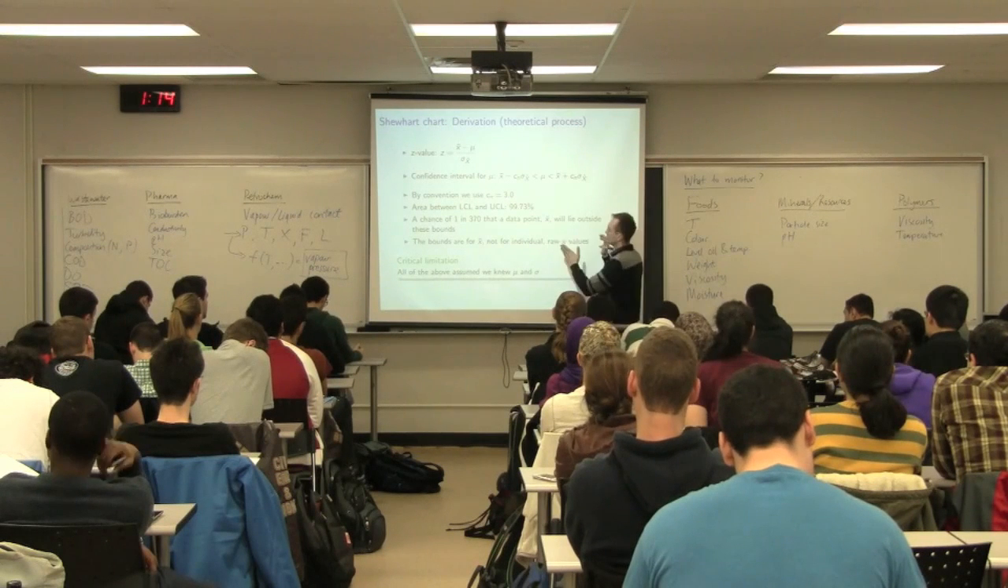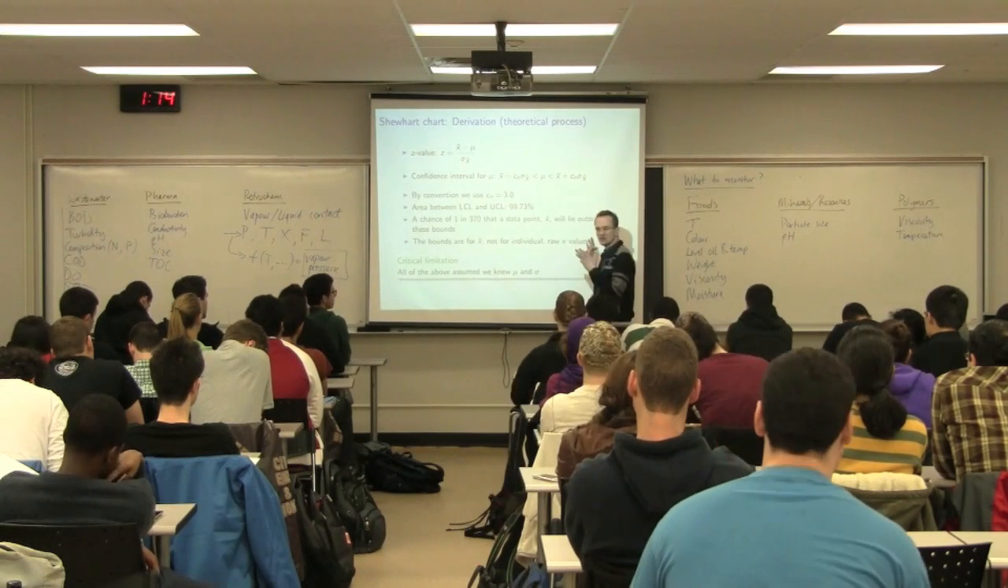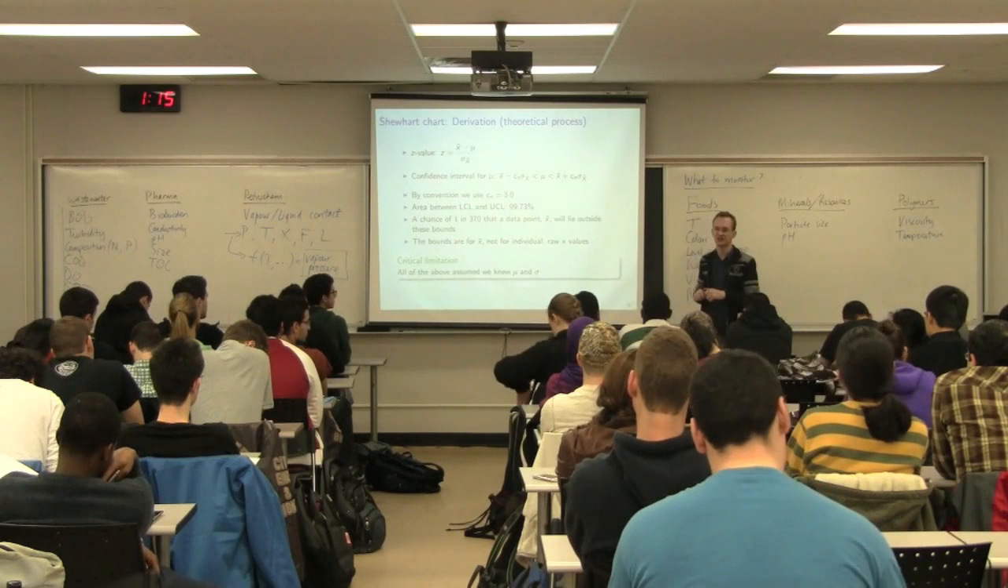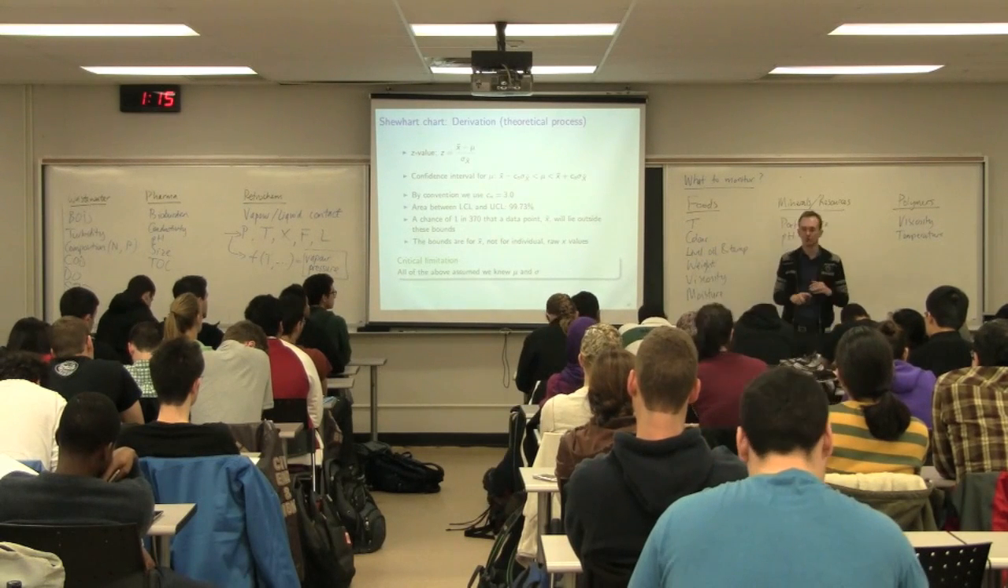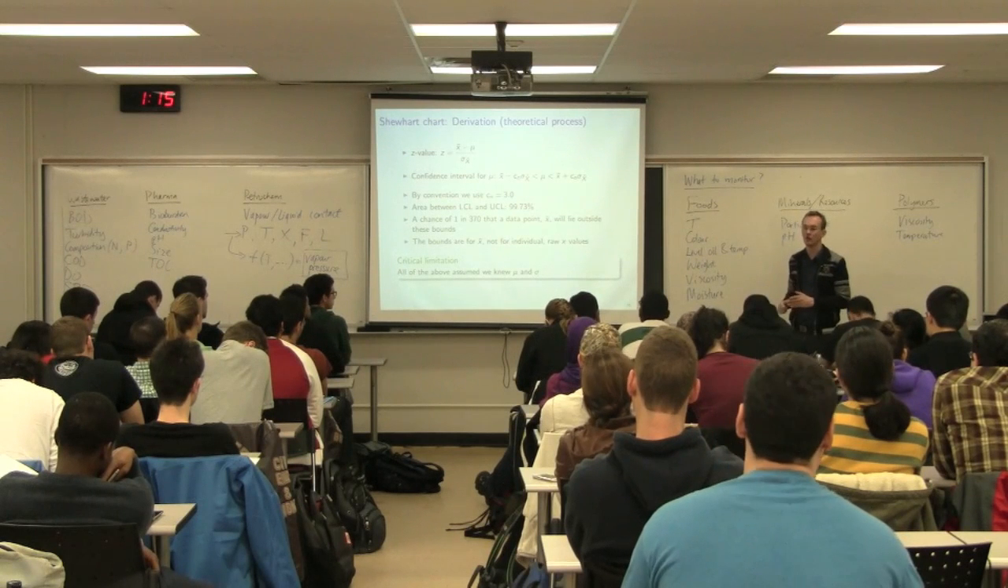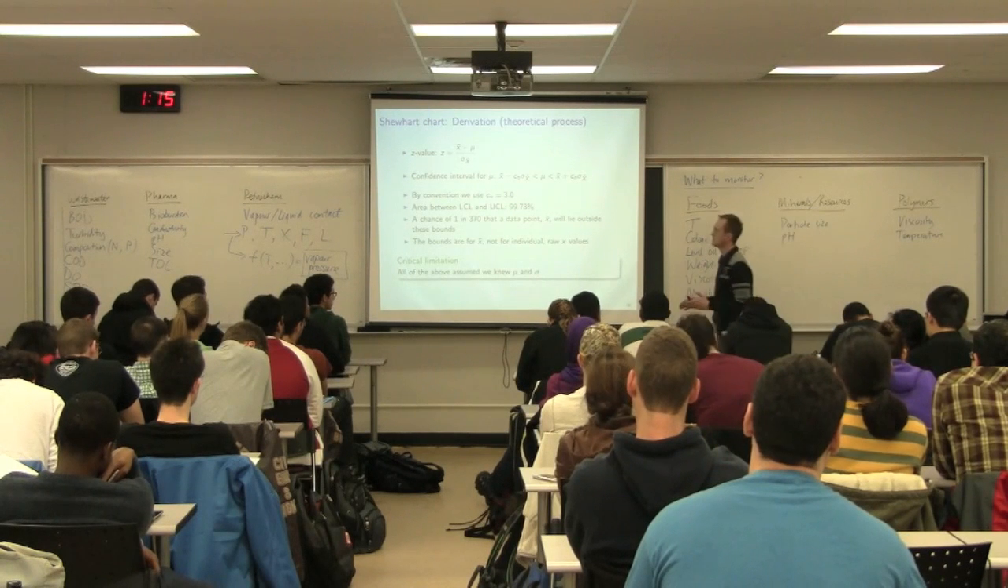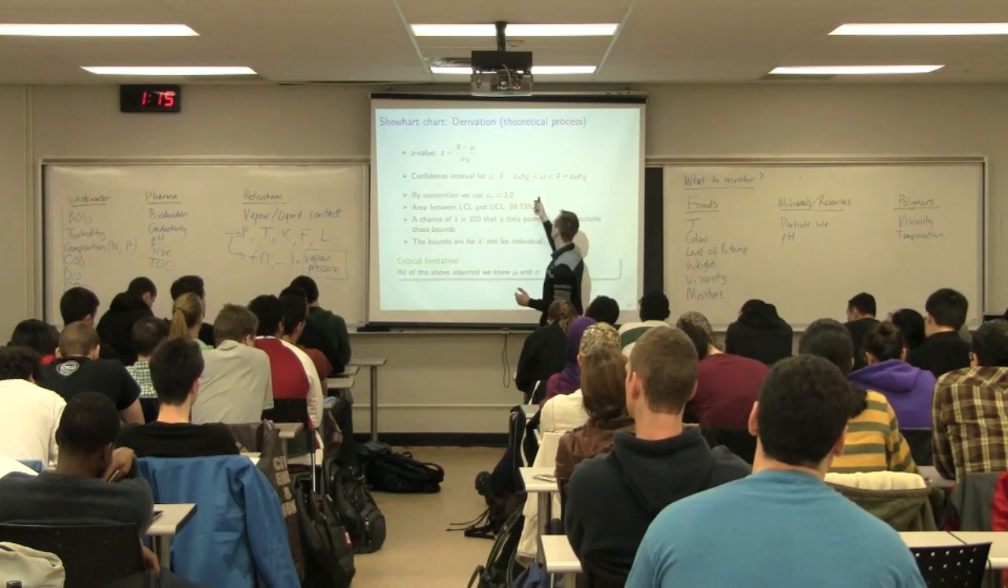Okay, so one other way that people sometimes conceive these control charts is they consider the lower control limit and upper control limit as confidence intervals. It's not really accurate to call them that. They're not confidence intervals because a confidence interval is for mu.